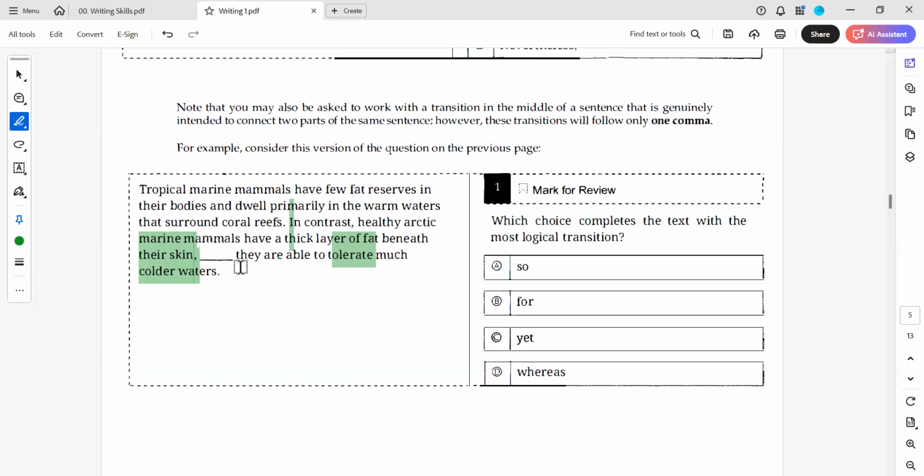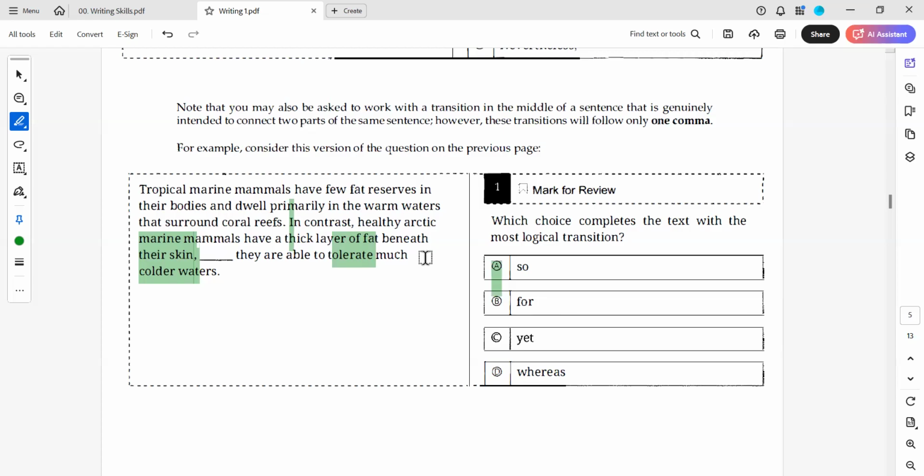They are able to tolerate much colder waters. So they are able to tolerate much colder waters because of that thick layer of fat beneath their skin. Which means it's, yes, perfect, Robert, of course, it's cause and effect. As you can see, this is the key. Once we're able to determine the relationship, we're gonna get the question correct. Done. So we need cause and effect transition.